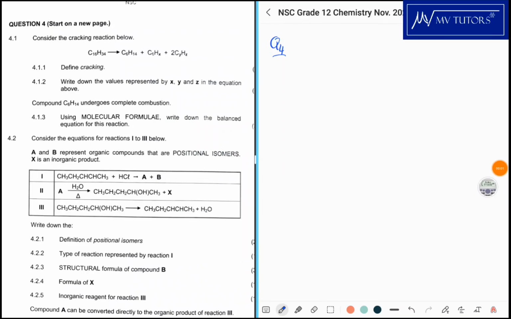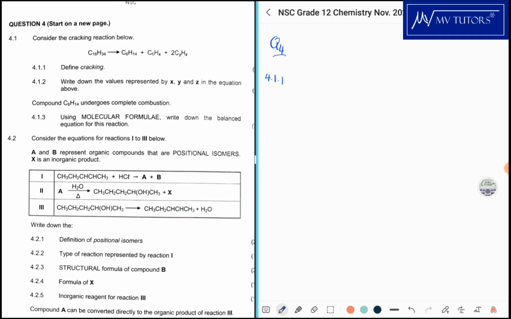Question 4. Okay, we're still there with the organic chemistry. So it says for 4.1, consider the cracking reaction below. Okay, and then 4.1.1. So we have what? 16 carbons, 34 hydrogens. So with cracking, the first question says define cracking.